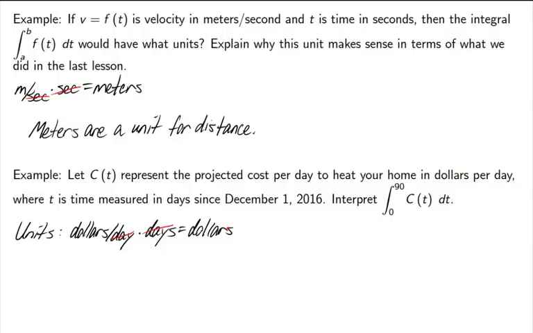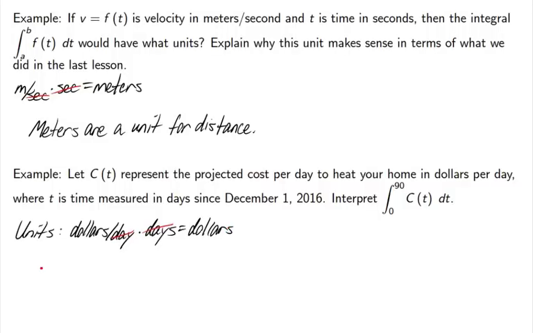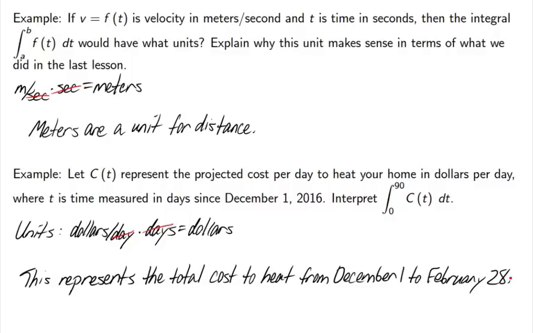Remember, if we're looking at a rate of change and we integrate it, we're given some sort of value out of this. That value is actually a total change. So here's what we get. This represents the total cost to heat from December 1st to February 28th, which is exactly 90 days later.